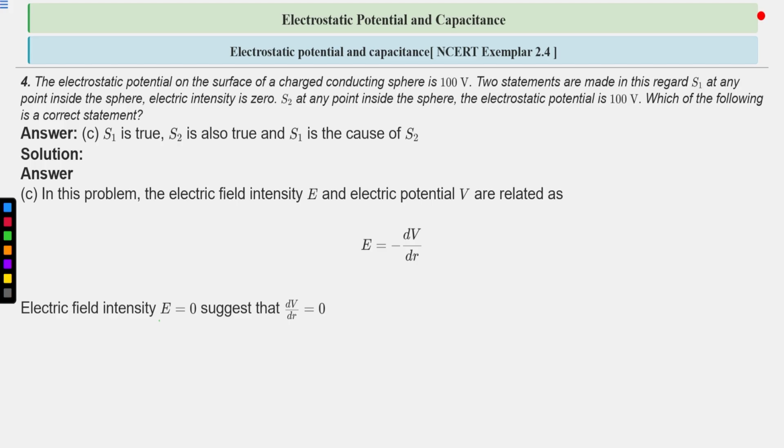So electric field intensity E equal to 0 inside the conductor suggests that dV by dr equal to 0. So dV by dr equal to 0 means there is no variation of potential inside the conductor. So between any 2 points inside the conductor, potential difference is 0. Potential is same inside the conductor at any point. So this implies V is equal to constant inside the conductor. So both statements are true, and also S1 is the cause of S2.